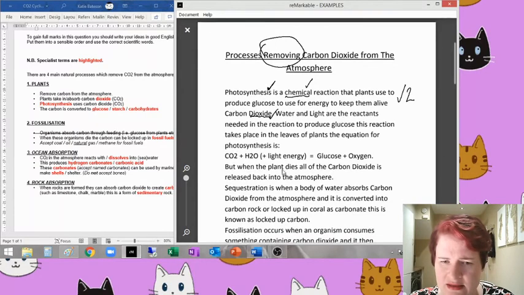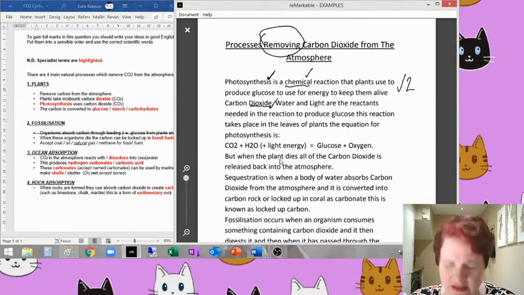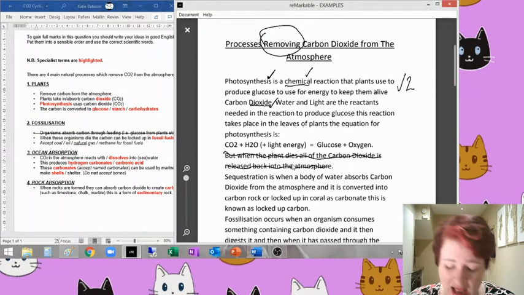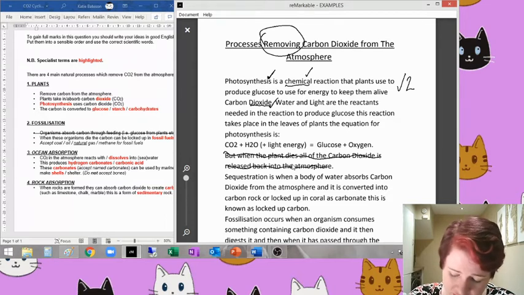Okay, the next bit. But when a plant dies, all the carbon dioxide is released back into the atmosphere. That is not relevant. It just wants to know about removing, so I'm just going to ignore that bit for now. You can have a little cheeky love heart there.